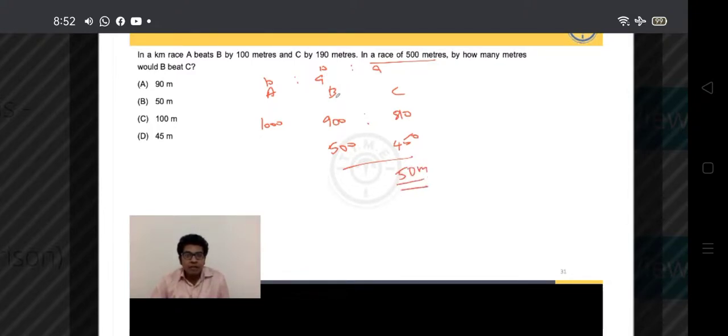So when I have B and C, it's 900 and 810. So which means for every 900 traveled by him, he would have traveled 810. Right? But for me to travel 500, so this is just 10% less. So at any time his speed is 10% less than his speed. So if he travels 100, he would have traveled 90. Same ratio. So when he traveled 500, he would have traveled 450. So in a race of 500 meters, he would have beaten by 50 meters. If the question is 1000 meters, he would have beaten by 100 meters. When he has traveled 1000, he would have traveled 900. Okay.